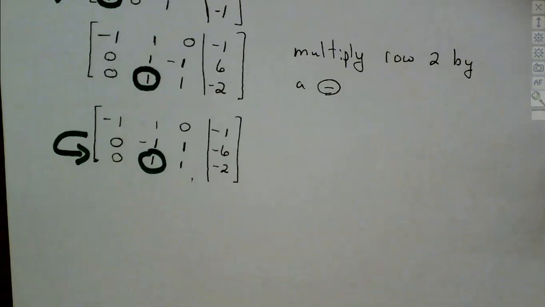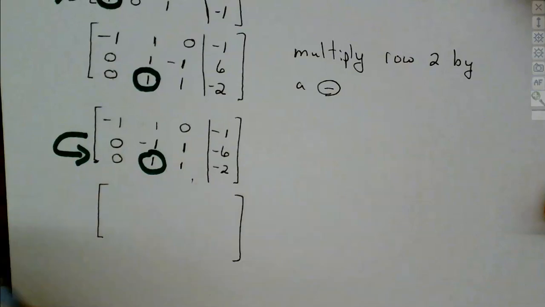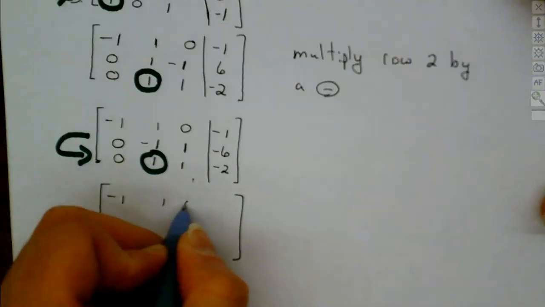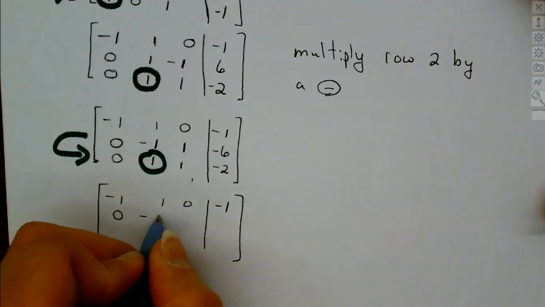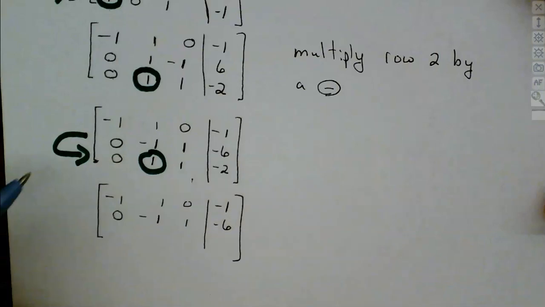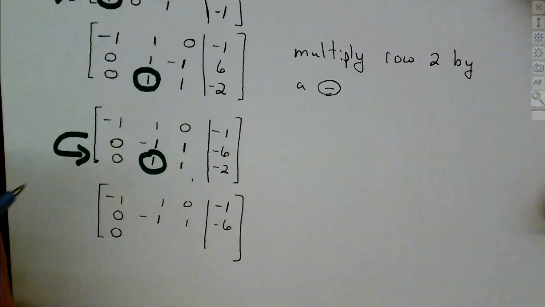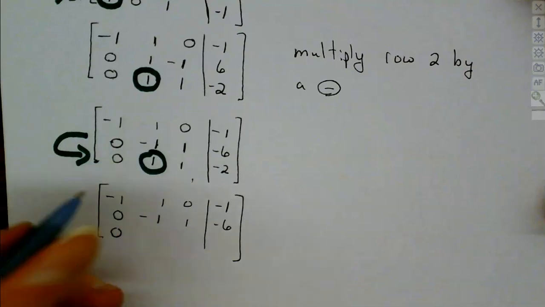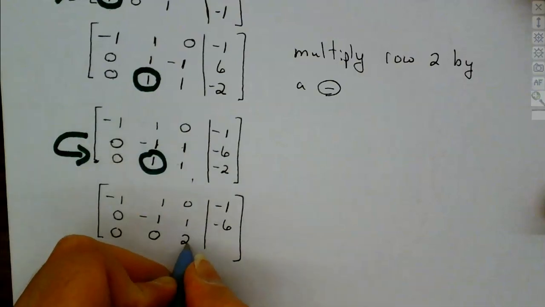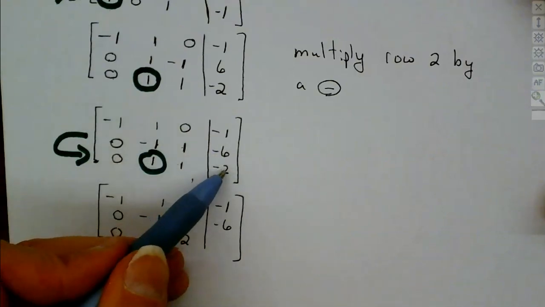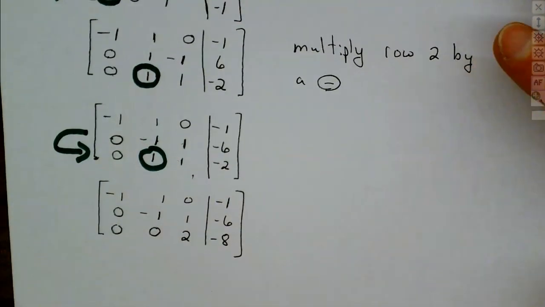So now when I add down, what's going to happen? We always only do one row at a time. Very important, only one row. So the top row is going to stay the same. Middle row stays the same. Bottom row, we're going to add down. 0 plus 0 stays at 0. Negative 1 plus 1 makes it a 0. 1 plus 1 makes it a 2. Minus 6 plus minus 2 makes it a minus 8. Is everyone okay with that?